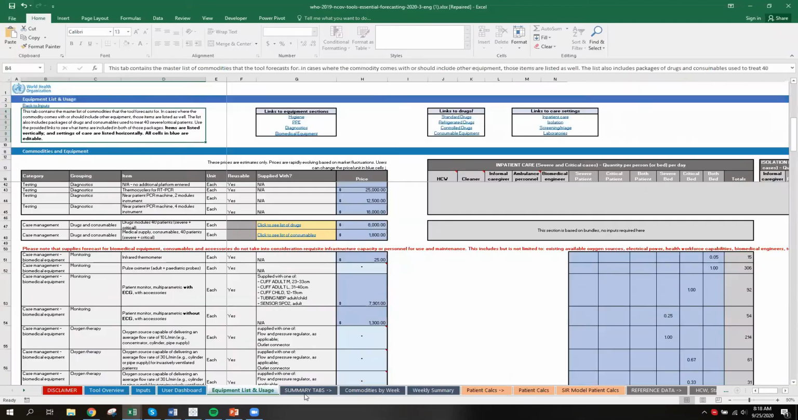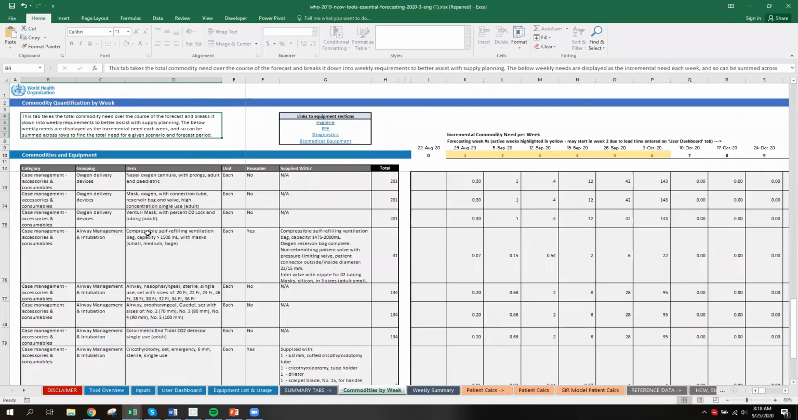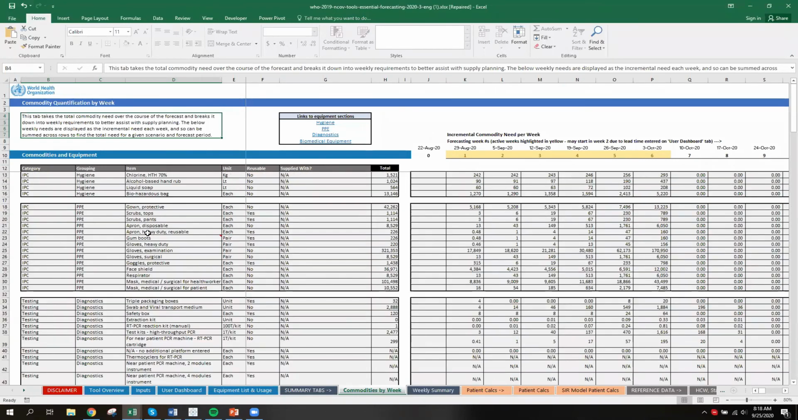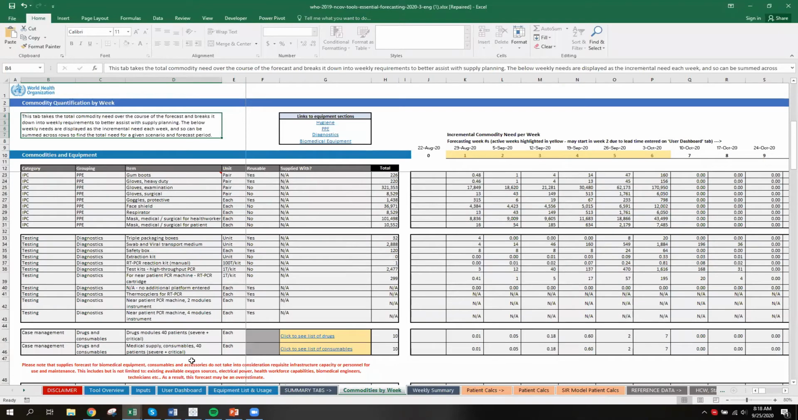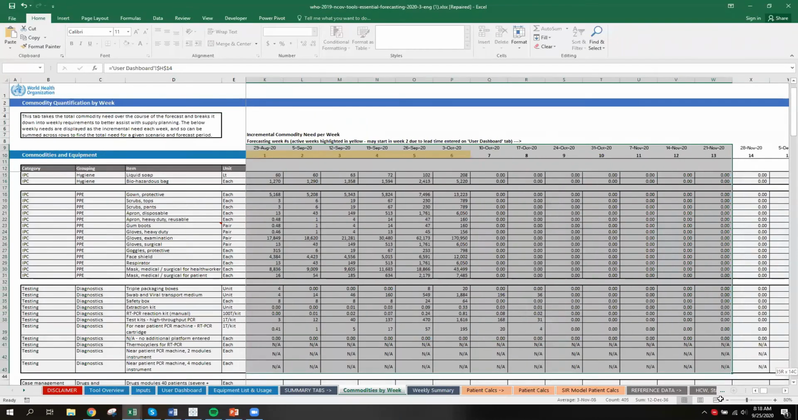But once you've finished entering all of the information, you do get your summary of commodities needed by week. And you can see there are 100 and some different kinds of commodities, and there are medication groupings, a drug module of 40, a medical supply module of 40, which I have split out in the supply planning tool. We're going to copy this information.